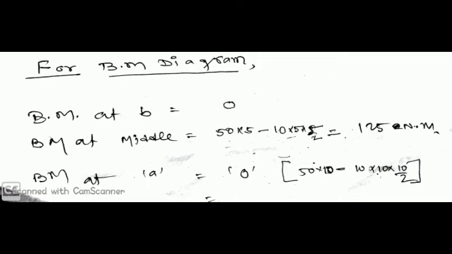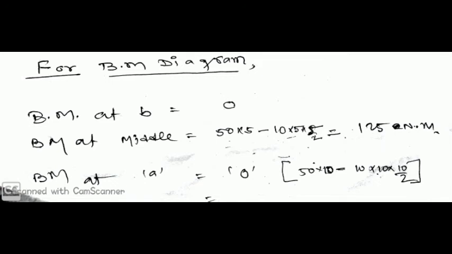When we find out the moment at any point, it is equal to 0. The BM at B is equal to how much? If the force acting is 50 Newton, but the distance is equal to how much? 0. That means 50 into 0 is equal to 0. So we can easily write here the BM is equal to 0. Similarly, we can find out the BM at A also to be 0.